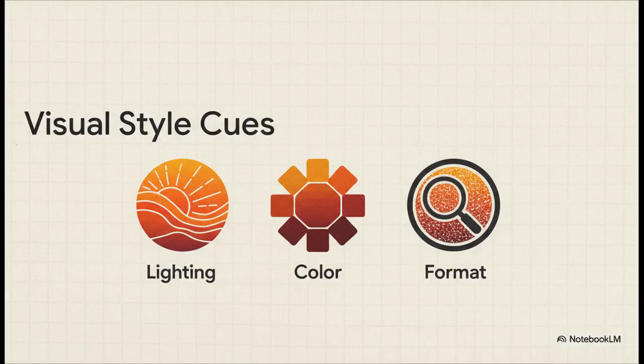For the visual style, you can call the shots just like a real cinematographer. In that example prompt we keep talking about, specific cues like golden hour for lighting, warm cinematic color grading for that moody color palette, and even a subtle 35mm film grain. Those are the details that take a scene from just okay to something truly cinematic.